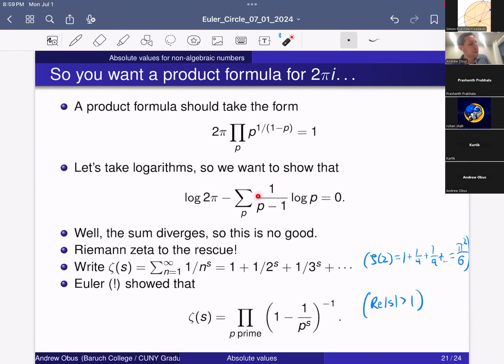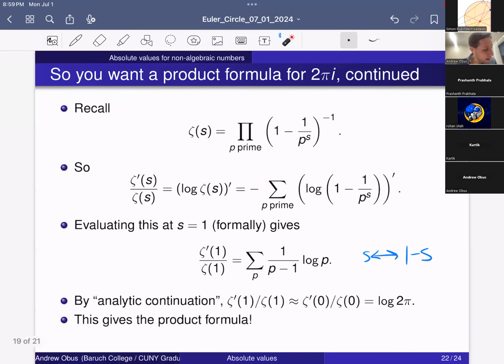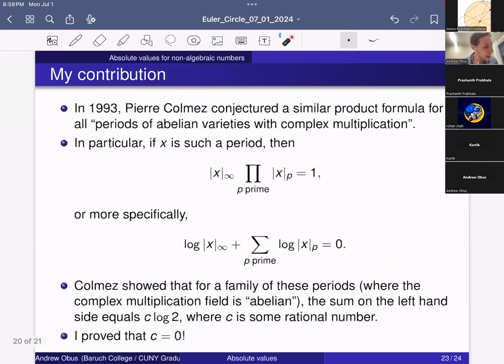Oh, yeah, and you also have to believe me that the p-adic absolute value of 2 pi i is p to the 1 over 1 minus p. So there's a lot of weird stuff going on. But if you accept all of this, you do get the product formula. And it turns out, and this is my last slide, that Pierre Colmez, a French mathematician, in '93 conjectured a similar product formula, not just for 2 pi i, but for all numbers that are so-called periods of abelian varieties with complex multiplication.